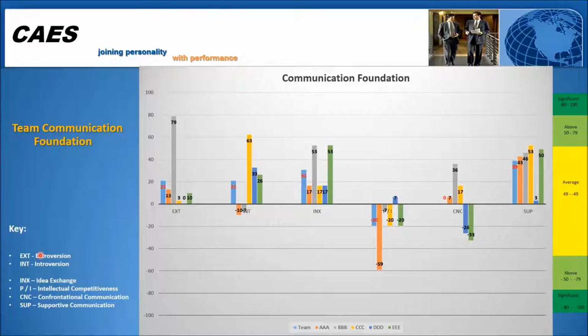In this first section on communication foundation, you can see that we've got our scales of extroversion and introversion. And we can see that our group as a whole is not particularly extroverted, aside from member B, who is. And we can see that there is a tendency towards introversion, and certainly member C is the most introverted of the bunch. Now, from a team interaction standpoint, I don't think that that's particularly critical.